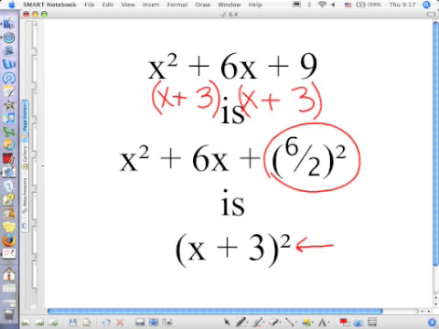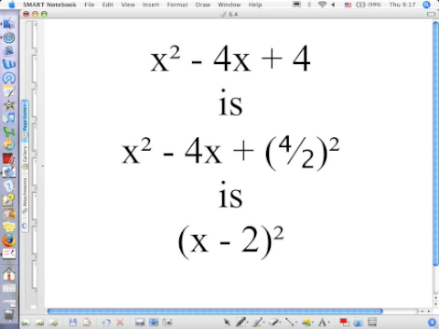Okay. So the reason we're trying to do this is because, remember, our ultimate goal was to have this on the left-hand side of the equation. All right? So let's look at another example and see how we come up with that. x squared minus 4x plus 4 is another perfect square trinomial. Because when I take this middle term and divide it by 2 and square it, don't I get the 4?